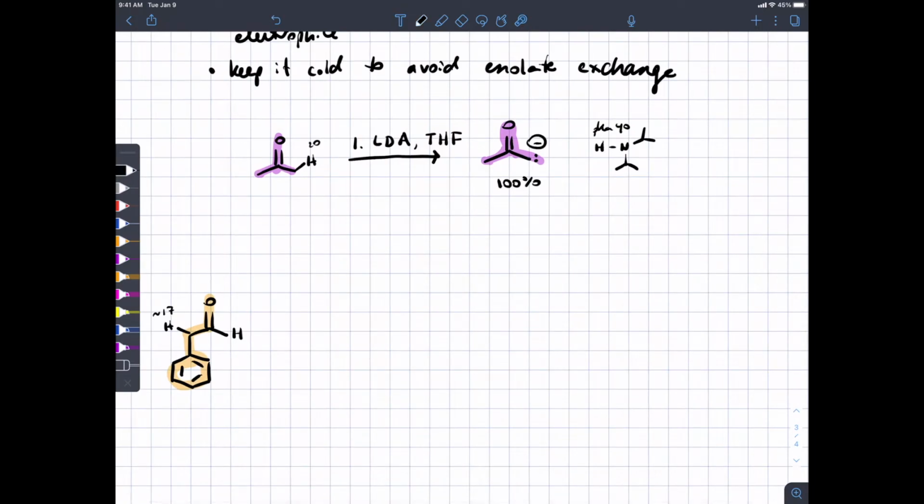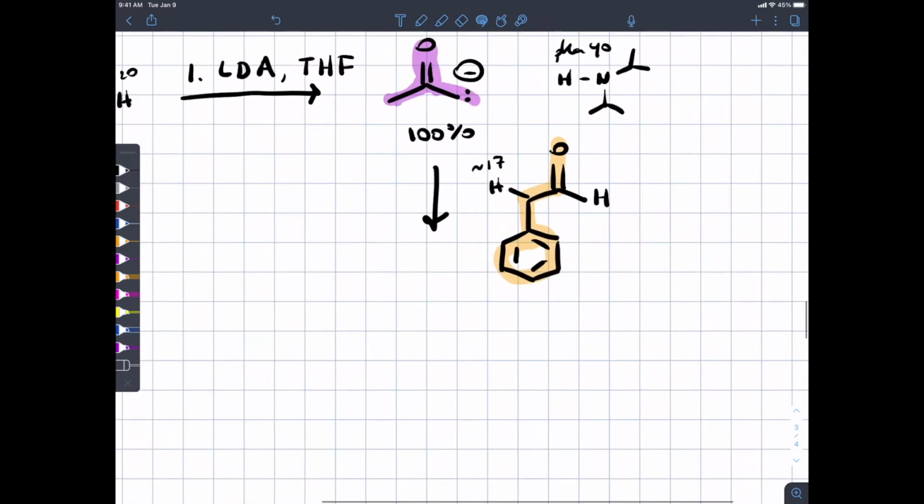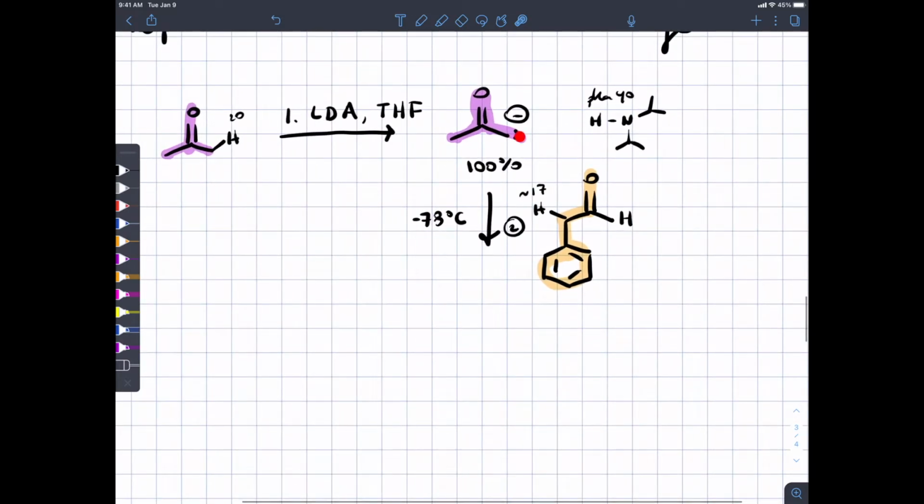Then, and only then, do we add the aldehyde. And we need to do so to the same reaction mixture, but it needs to be cold, because there's the possibility of the enolate here removing this alpha proton, right? Enolates can be both nucleophiles and bases, and if you're not careful, this enolate can remove this alpha proton instead of attacking the carbonyl, and then you've got the crossed aldol mess that we had before.